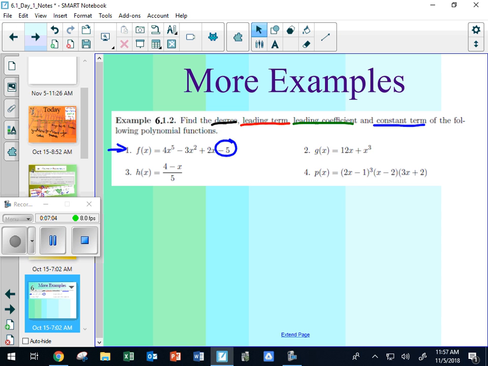What about in this number 3 right here? Do we have a leading term that's evident automatically? We might need to rearrange it. How could we rearrange this fraction?